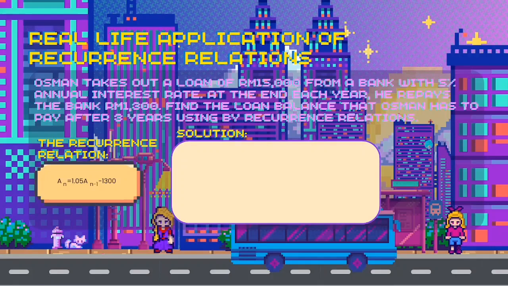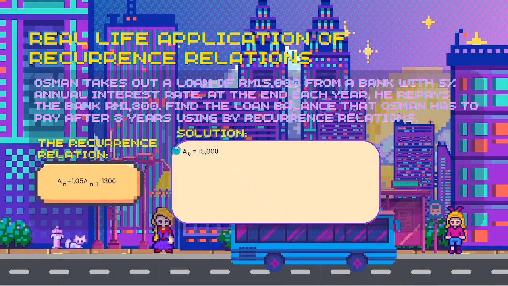Here's another example of recurrence relations. Osman takes out a loan of 15,000 ringgit from a bank with 5% annual interest rate. At the end of each year, he repays the bank 1,300 ringgit. Find the loan balance that Osman has to pay after 3 years by using recurrence relations. So how do we find it? We will have to use the recurrence relation formula given over here, where A_n refers to the original amount that Osman has to pay, which is 15,000 ringgit, 1.05 which refers to the 5% annual interest rate, A_(n-1) being the balance that Osman has to pay for each year he pays, and 1,300 ringgit being the amount of money he pays every year.